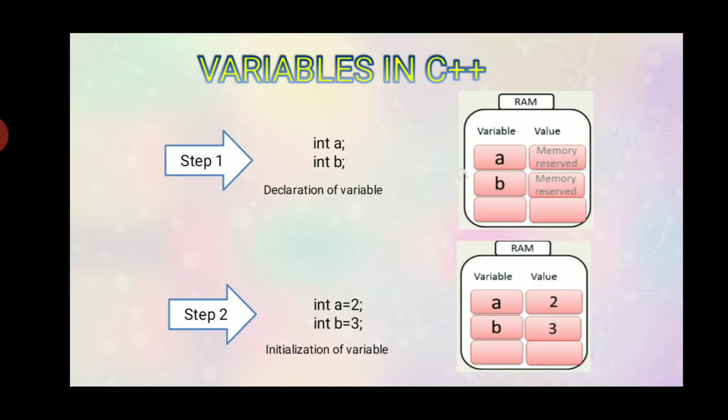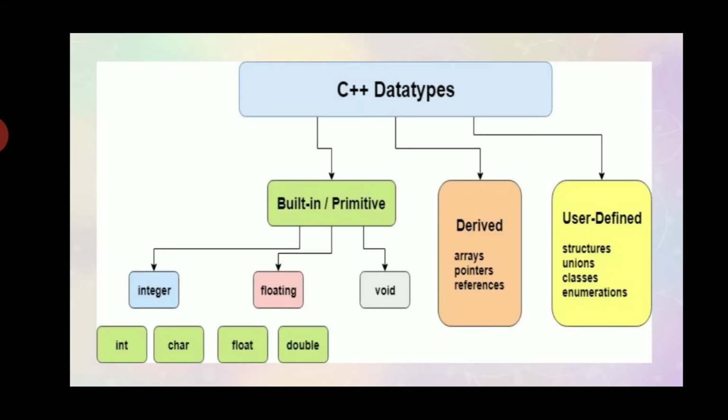Okay, so let's move to data types. We have used int, which we know is integer type. So let's see what the main data types in C++ are. There are 3: built-in, also known as primitive, derived, and user defined. In built-in we have int and char. Char means character. If you want to store one alphabet character in a variable, then you can use char. It comes under the integer part.